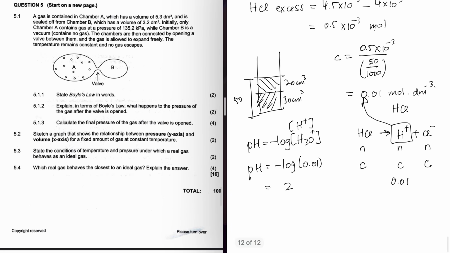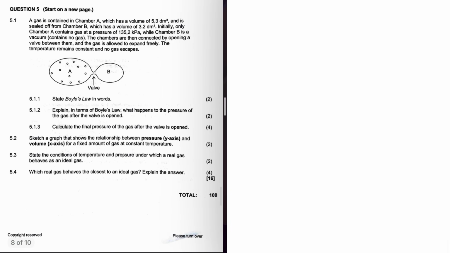Now let's take a look at question 5.1, which is question 5, the last question in the paper. A gas is contained in chamber A, which has a volume of 5.3 dm cubed, and is sealed off from container B, which has a volume of 3.2. Initially, only chamber A contains gas, while chamber B is a vacuum. The chambers are then connected by opening a valve between them, and the gas is allowed to expand freely. The temperature remains constant and no gas escapes.